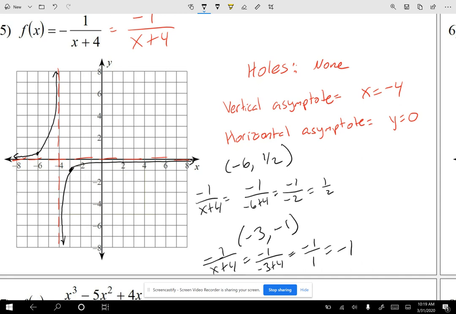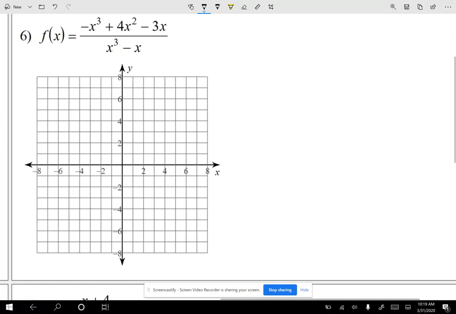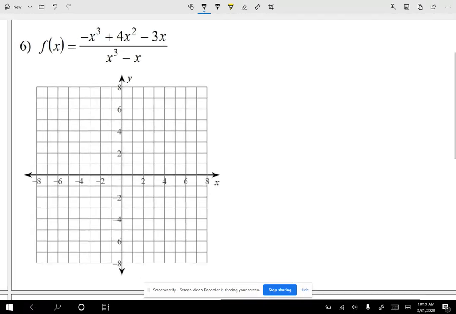Don't think that part of the graph has to be above the horizontal asymptote and the other half below the asymptote, because it could be both parts of my graph below or both parts above. All right, so remember, I'm looking for a hole. In this case, I didn't have any. We're going to see those. Looking for a vertical asymptote, and I'm looking for a horizontal asymptote. Let's take a look at number 6. I'm going to start factoring first.